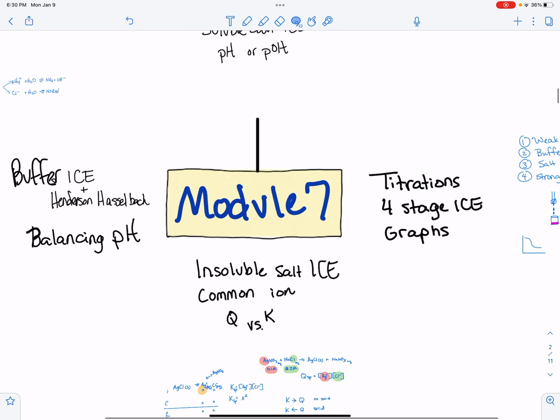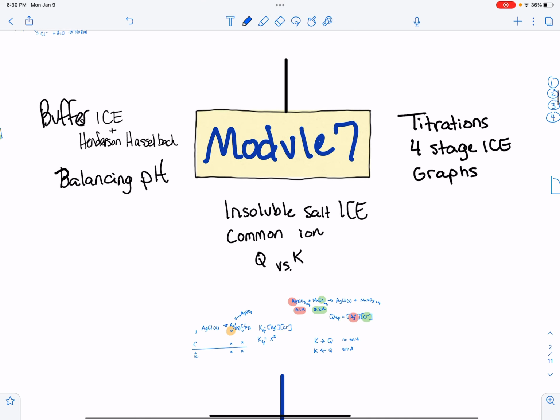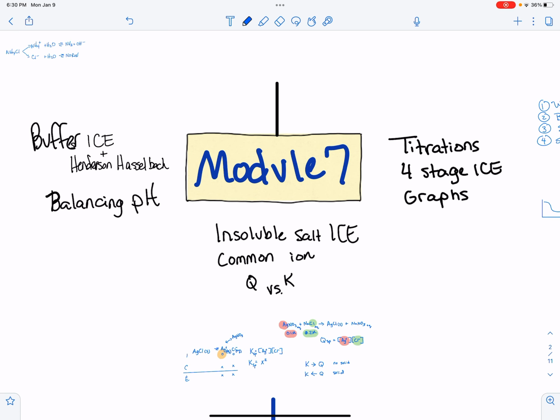Module 7, you need to allow some extra time for this one this week. This is the point at which a lot of students are just tired of ice charts. And I hear you. I hear that everyone gets tired of ice charts. This is the end of the ice charts right here. Starting next week after the test, it'll be all different material. So that's the good side.